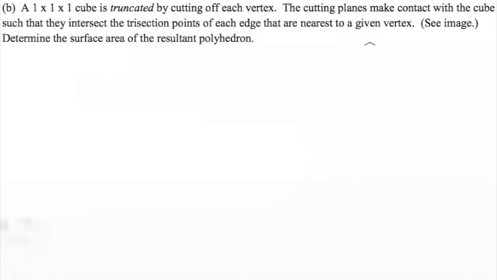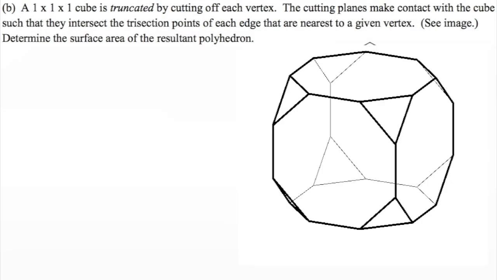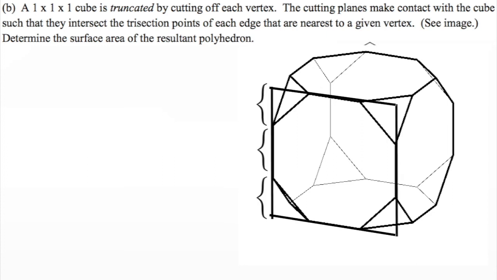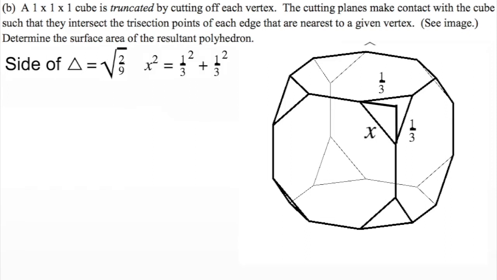Okay, so for problem 1b, you are given a 1 by 1 by 1 cube which is truncated by cutting off each vertex. Each edge of the cube is trisected, and as such we can see that when you cut each vertex, you form an equilateral triangle, each with side length root 2/3, because 1/3 squared plus 1/3 squared is equal to x squared, and x becomes root 2/3.